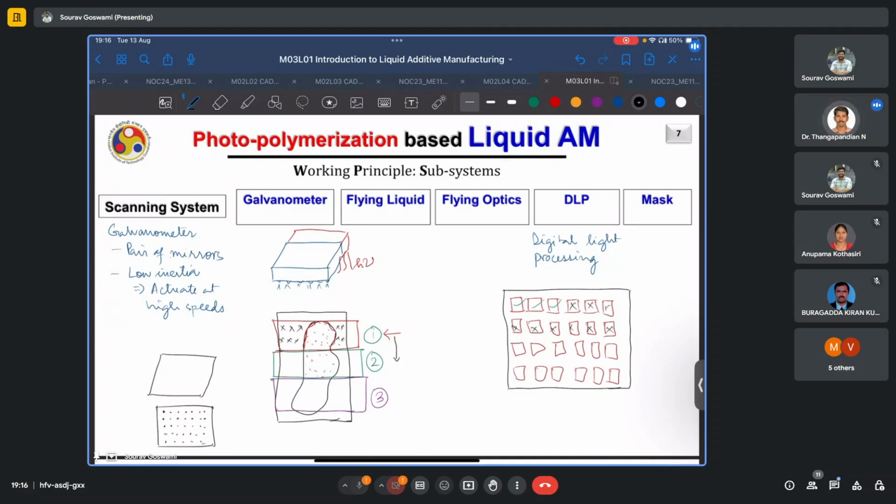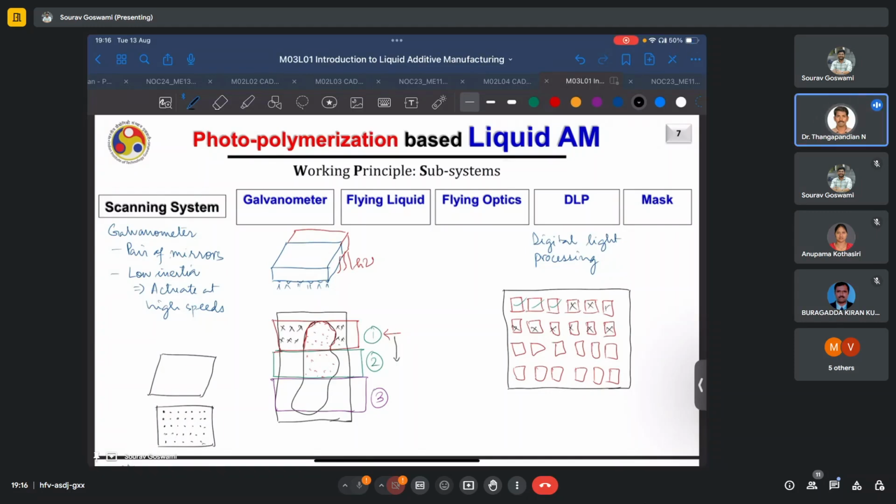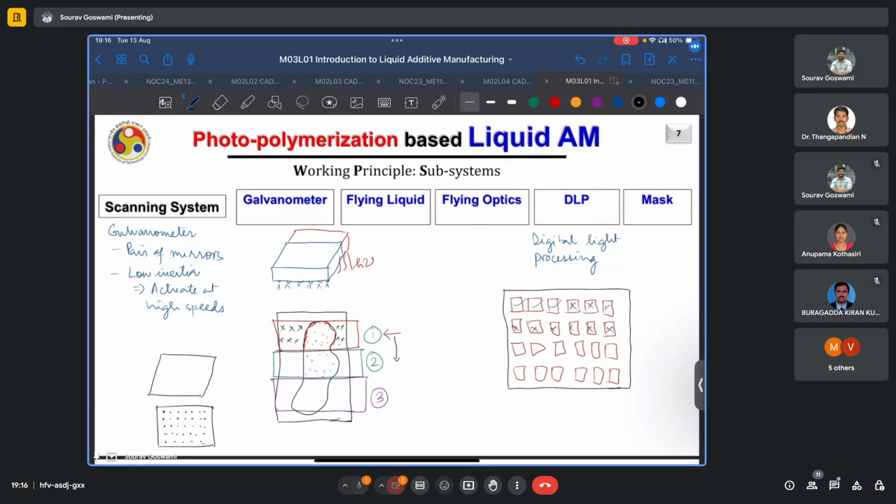Similarly, the entire vat might also move. Are actuators moving the photopolymer? No, sir, we are actually moving the liquid feedstock itself. That is why it is called flying liquid. Okay. Yes.